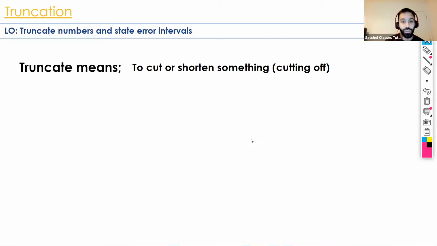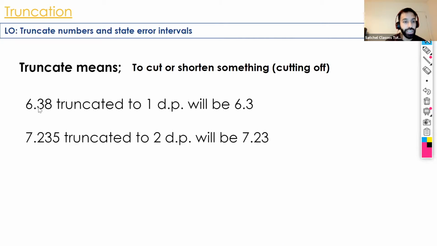Now, to truncate means to shorten or to cut something. And in the context of mathematics, that's usually used when we are dealing with numbers such as decimals. So for instance, 6.38 truncated to one decimal place will be 6.3. Now, usually, if it had said rounded to one decimal place, well, this would round to 6.4. But the difference with truncation is that we cut every digit after the first decimal place.